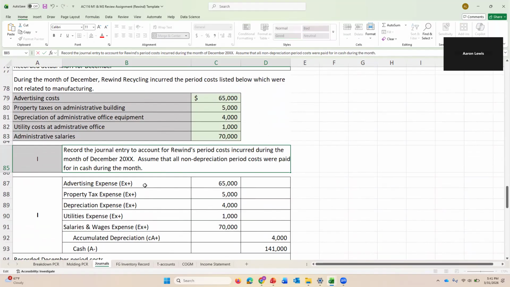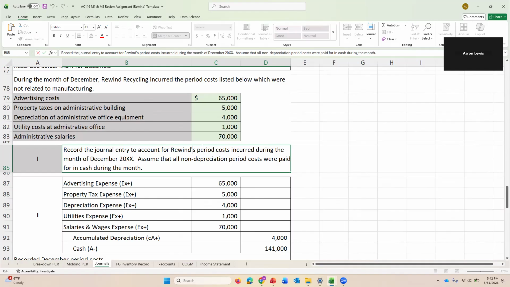Why? The other stuff, the materials, the labor, etc., they were production costs, and you can't expense production costs when they happen. They have to flow through inventory. That's why we're throwing all those costs into WIP. But these aren't production costs. These are things unrelated to the production process here at Rewind Recycling, like advertising and anything to do with our administration or the building that they operate in.